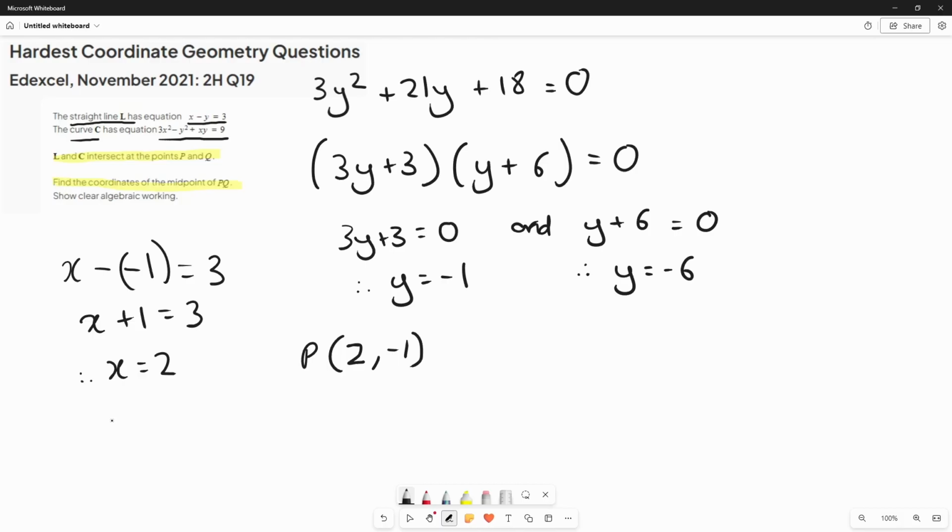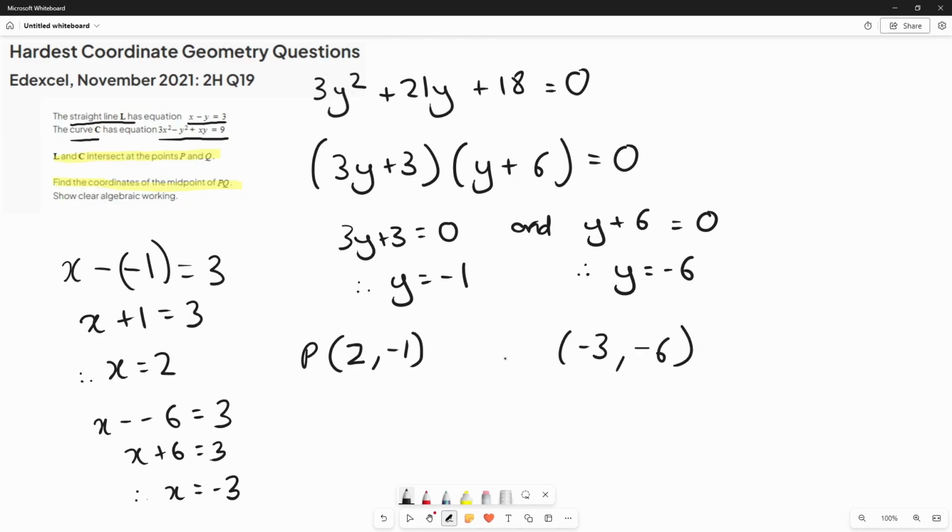We'll do the same for y equals minus 6, so x minus minus 6 equals 3, x plus 6 equals 3, therefore x equals minus 3. That means our second set of coordinates is minus 3, minus 6.